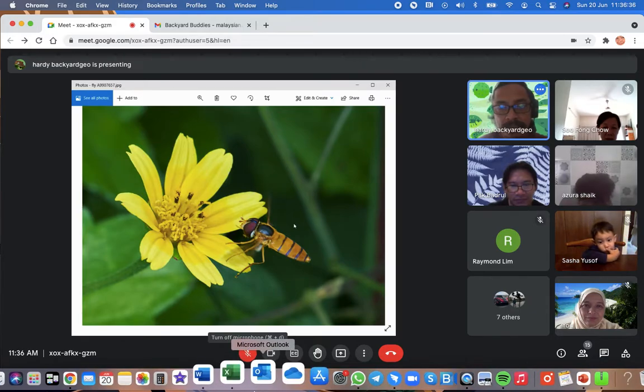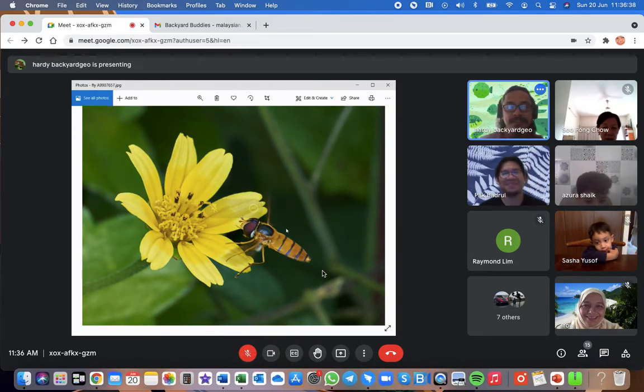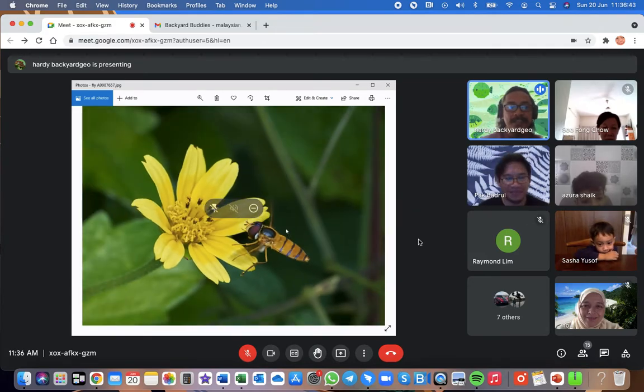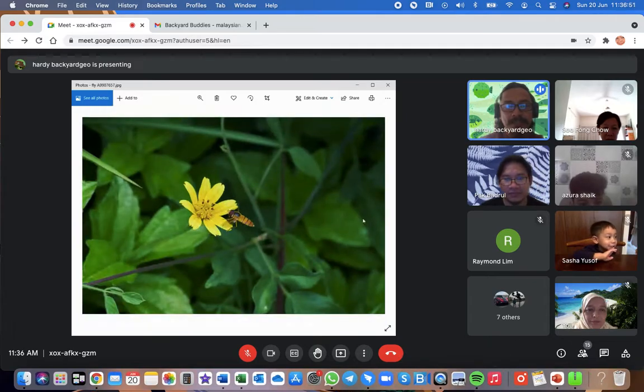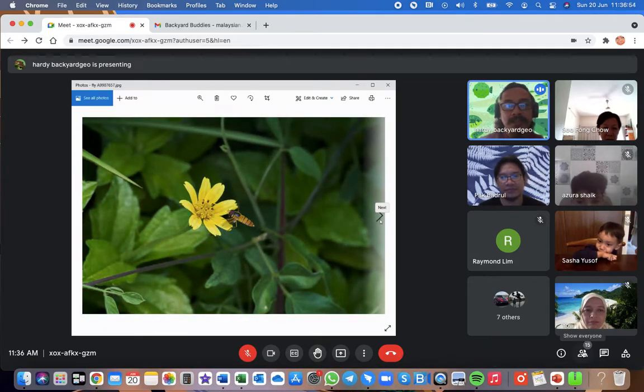Queen bee. This is a flower fly. It's a kind of fly actually. So it visits the flower and also helps in pollination. Okay, I'm just going to go a bit quicker now because we're halfway through.